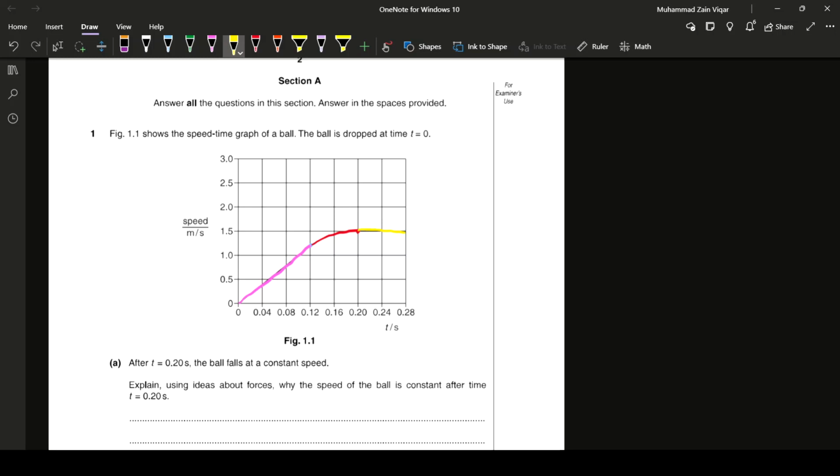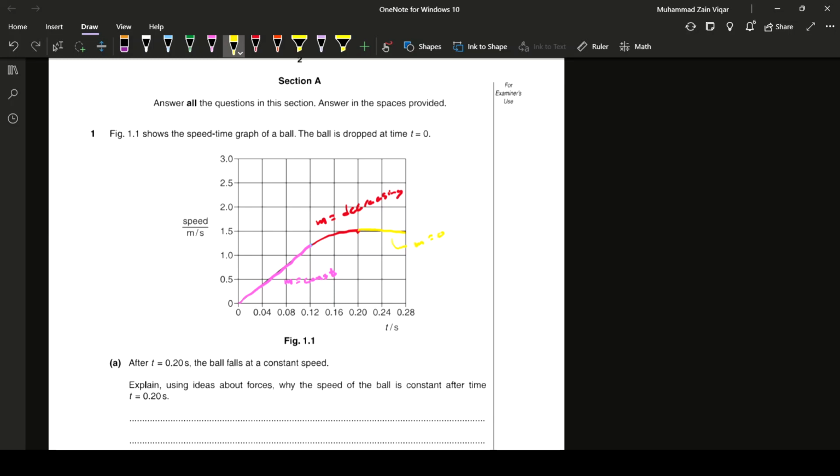Now if we analyze the graph, the pink line represents a line of constant gradient. And the red line represents a line where the gradient of the line is decreasing. And then the yellow line represents a line where the gradient of the graph is 0, m equals 0.